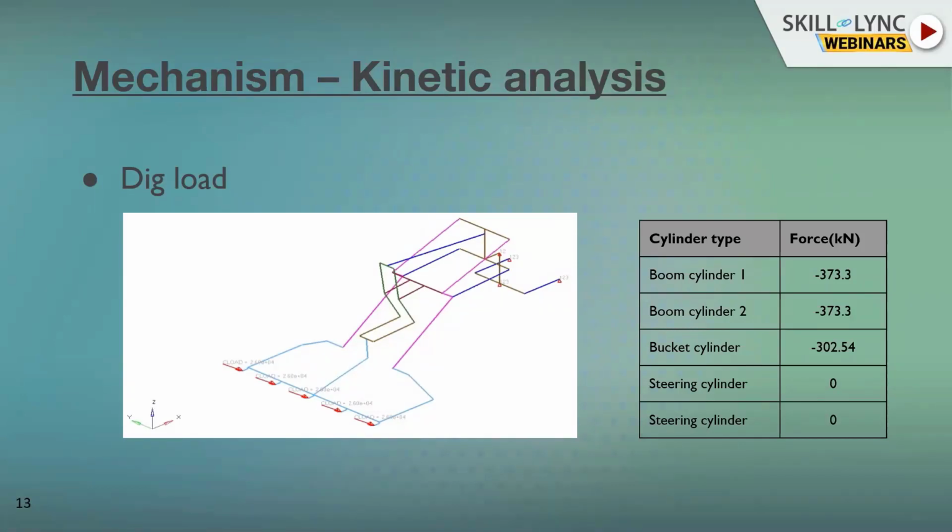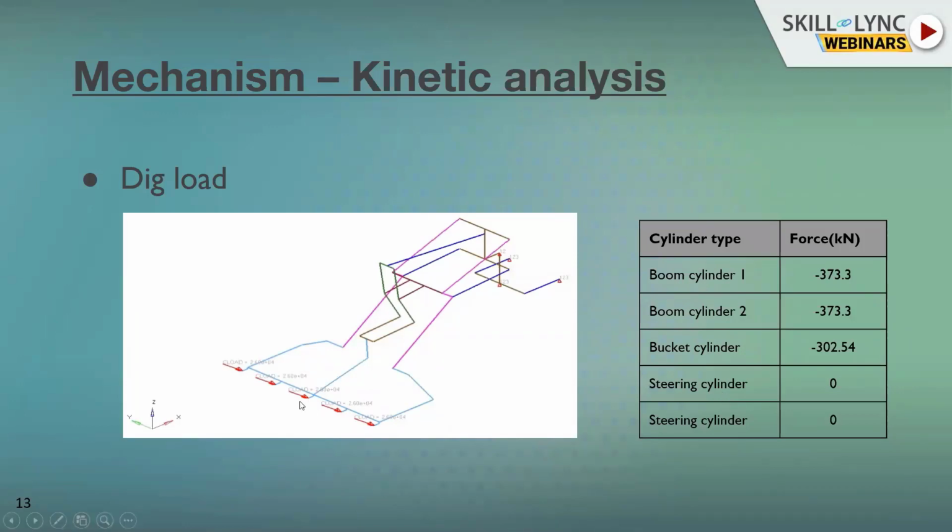So here we see that, as expected, we are able to divide the forces amongst both the boom cylinders. And then you have some force coming in the bucket cylinder. So this is how the system comes in equilibrium as expected, because there is no force acting on the system that causes a moment about the z axis. That's why you see the steering cylinder forces to be zero.